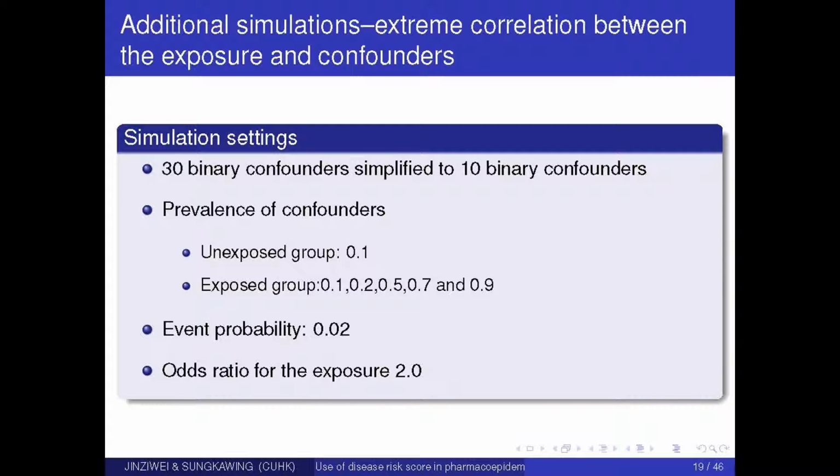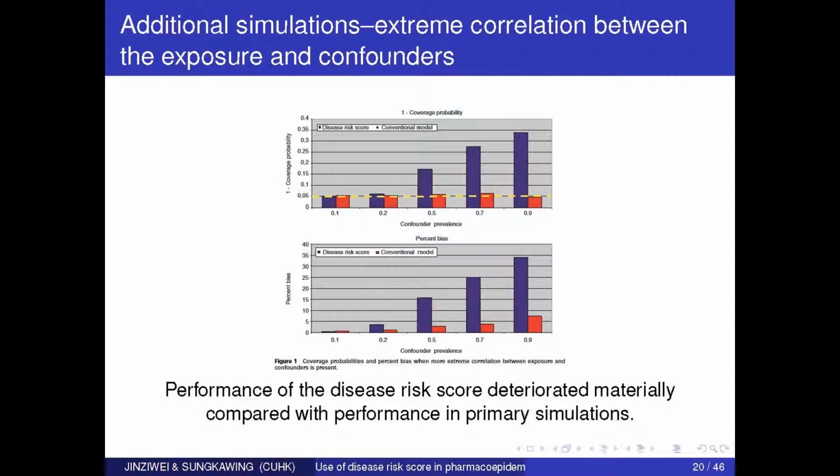We simplified our investigation and considered 10 binary confounders. We induced correlation between the exposure and the confounders as follows. First, we selected 3 confounders and set the prevalence of these confounders to 0.1 in the unexposed group. For the exposed group, confounder prevalences were 0.1, that is no correlation between exposure and confounder and thus no confounding, 0.2, 0.5, 0.7 and 0.9. The event probability was 0.01 and the odds ratio for the exposure 2.0. Figure 1 summarizes our findings for this scenario.